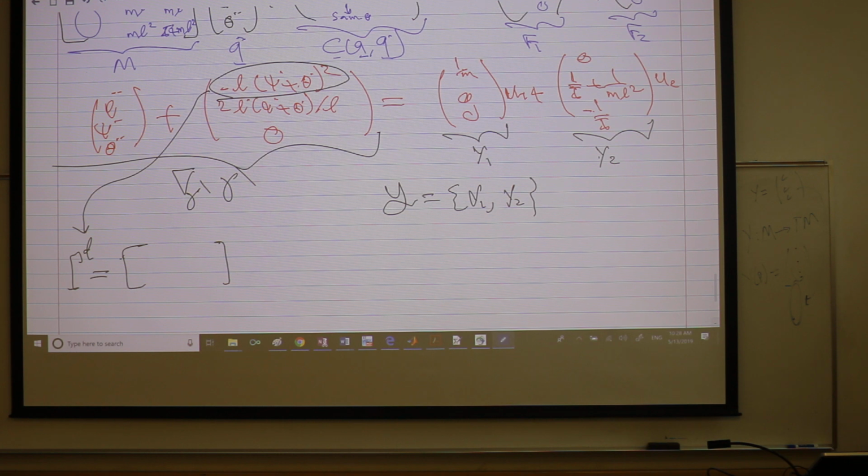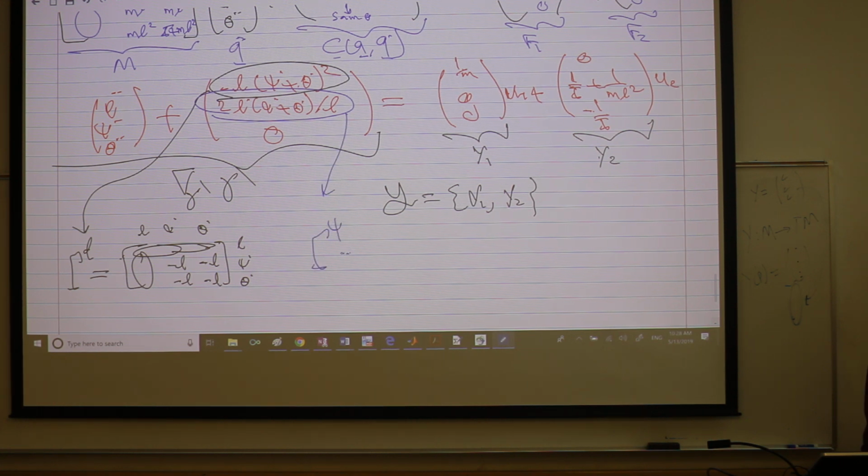What's multiplying psi dot squared is negative L. I have here L psi dot theta dot. What's multiplying psi dot squared? So the element 2,2 is negative L. Theta dot squared is also negative L. Psi dot theta dot is 2 negative L, but I'm gonna divide them by negative L and negative L, right? So that's it. This is zeros. The same for this guy.